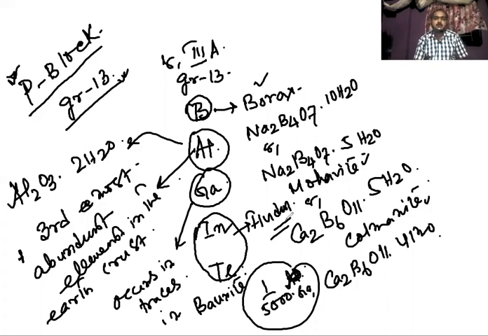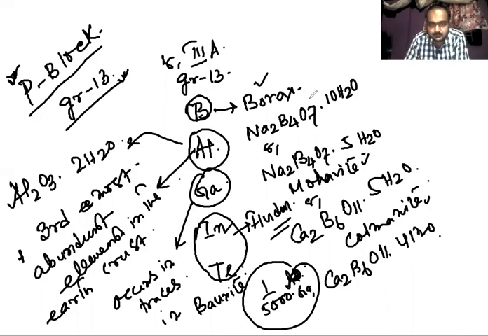So these are the occurrences actually. Boron is found in borax or mohavite or colemanite. Aluminium is found in bauxite, and is also the third most abundant element present in the earth crust. And gallium occurs in traces in bauxite, 1 by 5,000 part, and indium and thallium generally occur in the flue dust. So these are the occurrences of the group 13 elements.